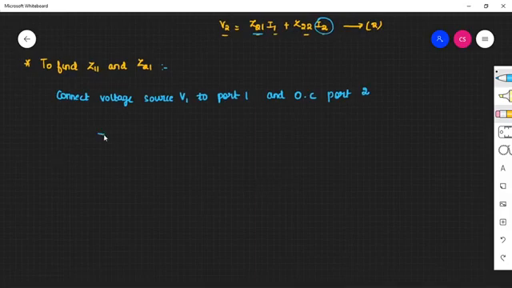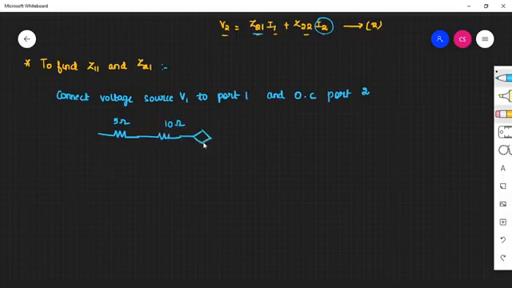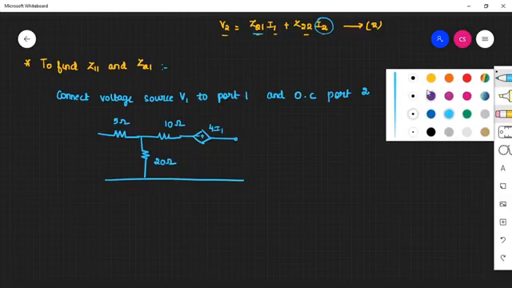port 2. So already the given circuit contains a 5 ohm resistor. Here we have a 10 ohm resistor. Then we have a dependent source here of value 4I1. Then we have a 20 ohm resistor here. So this is the given circuit as per the question.